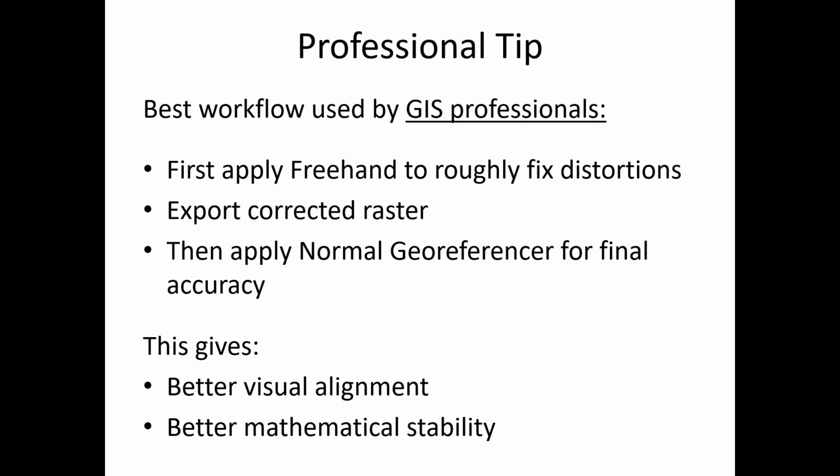And we can use it to its maximum extent by using the following technique. First, apply a freehand georeference to roughly fix the distortions and then export the corrected raster image. Then apply the normal georeferencing for final accuracy. This gives better visual alignment and better mathematical stability. Followed by this, we'll be installing the plugin, and after that we'll perform the georeferencing.